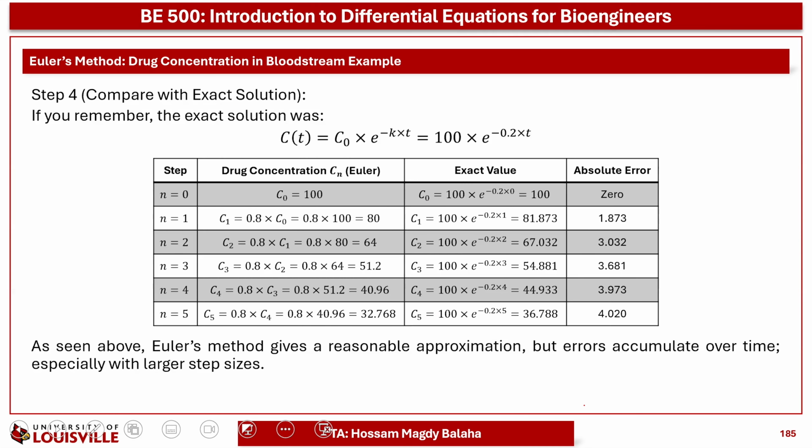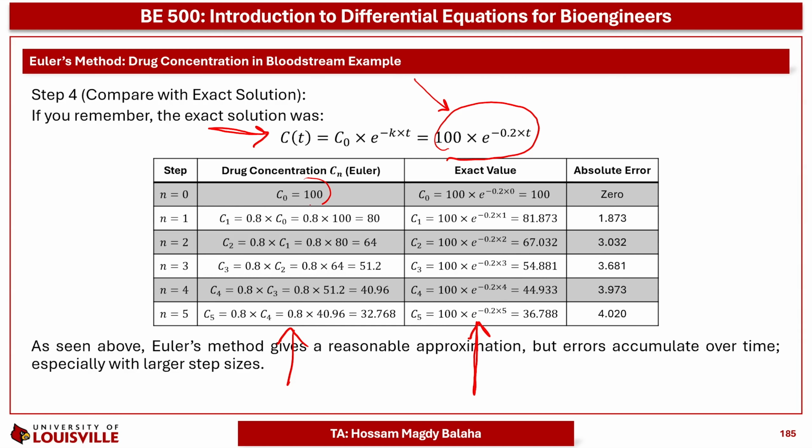Now, we have these values. We can compare with the exact solution if we have it. If you remember, this was the exact solution, and you can derive it using handwritten calculations, but you will end by that equation. So simply, these are our approximations, and by substituting with the different t values, we will get these exact values. And the absolute error here in this case will equal the absolute difference between the Euler and the exact value.